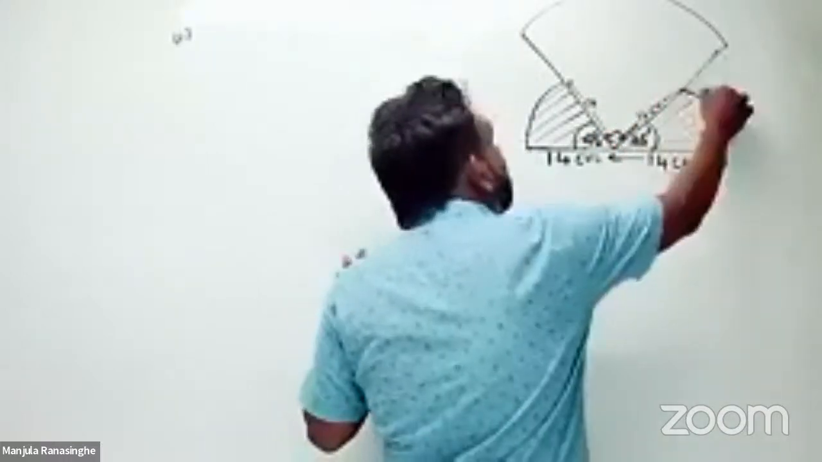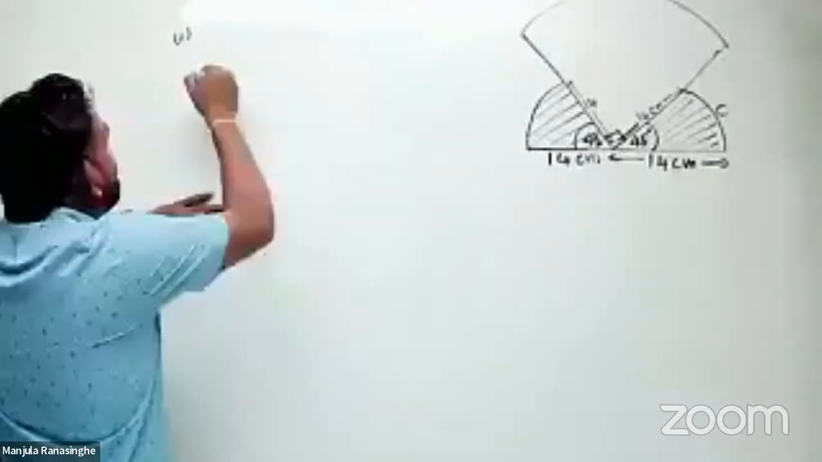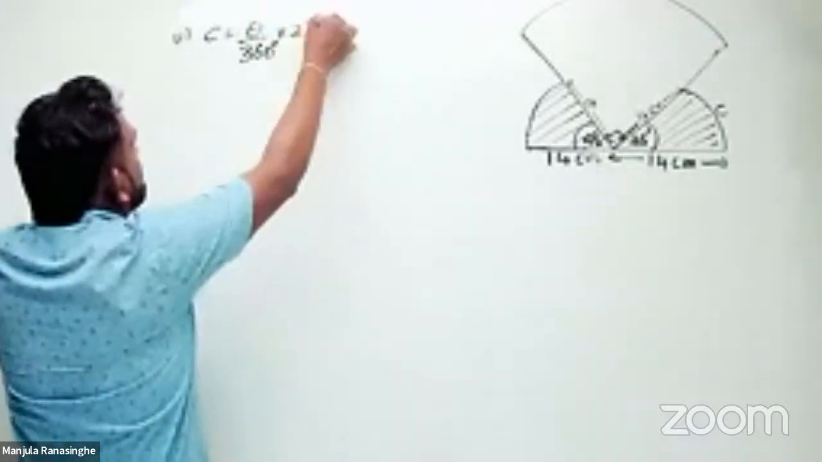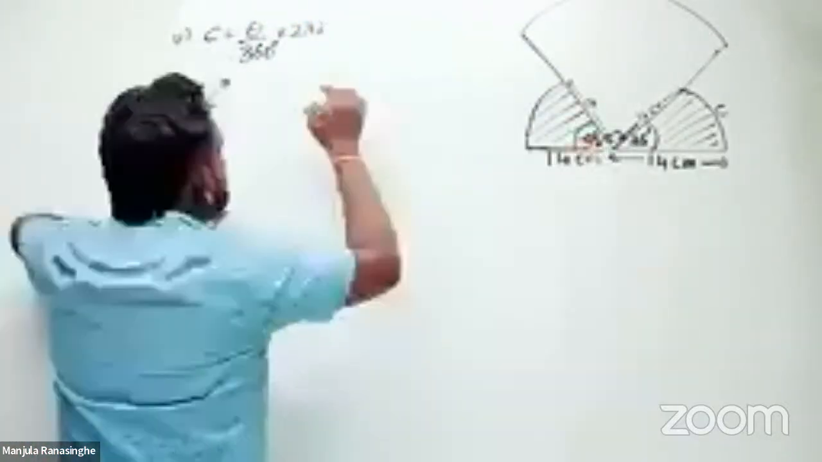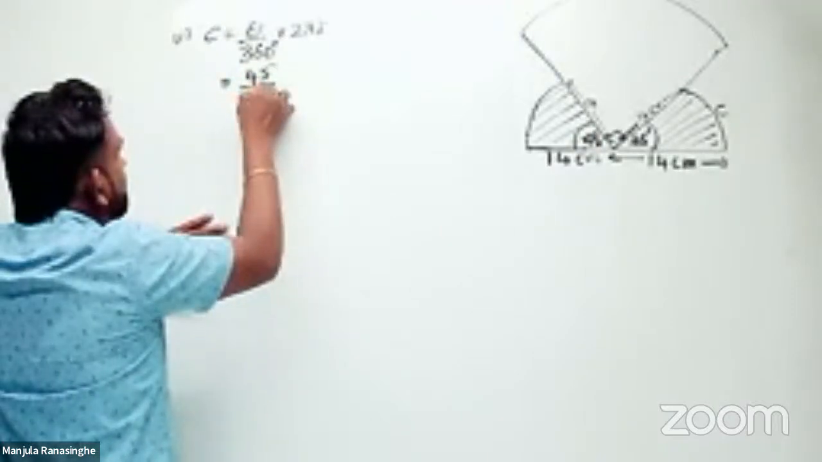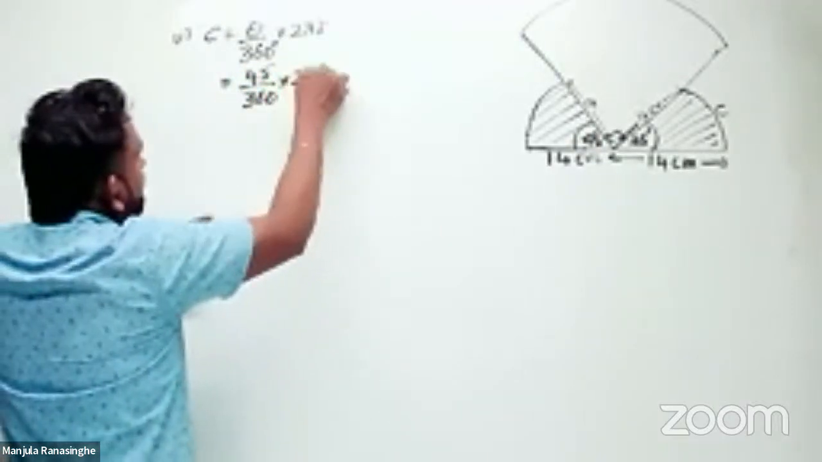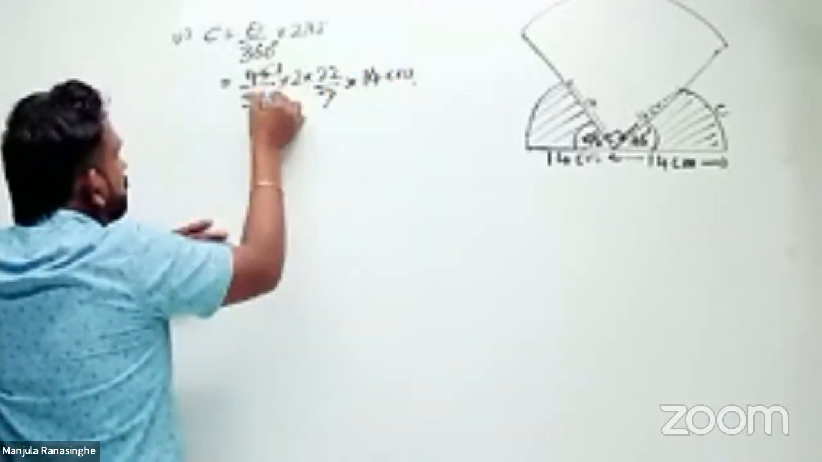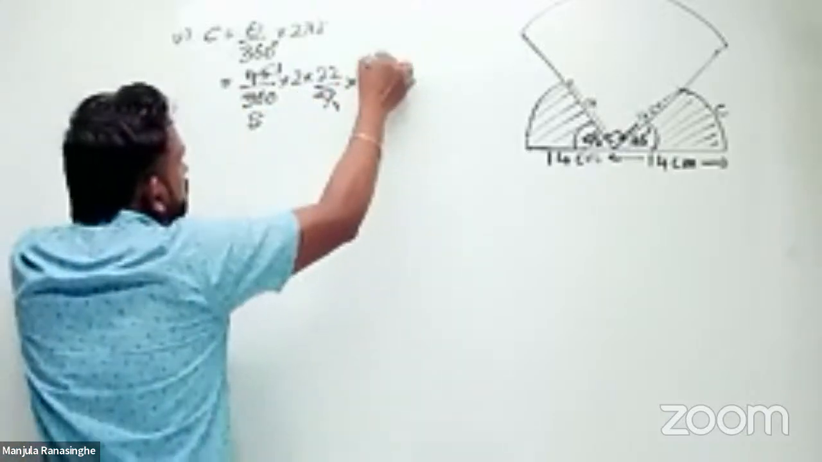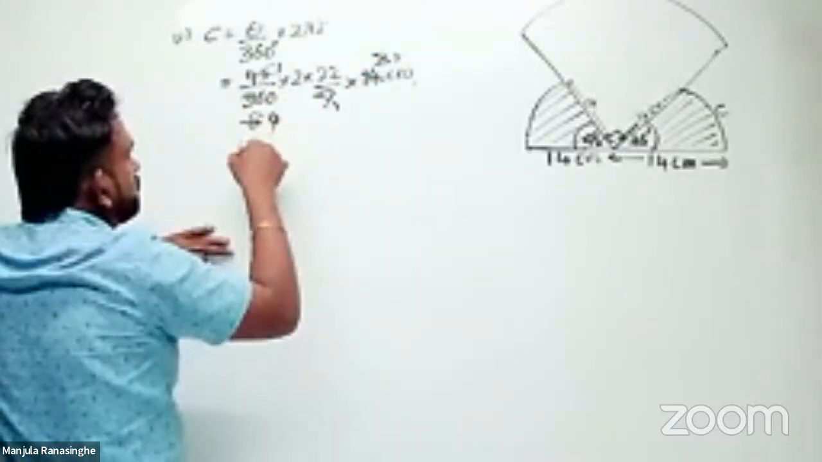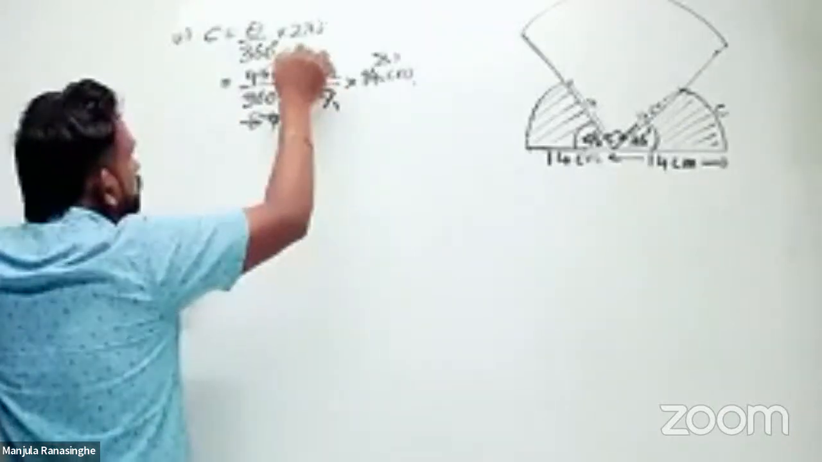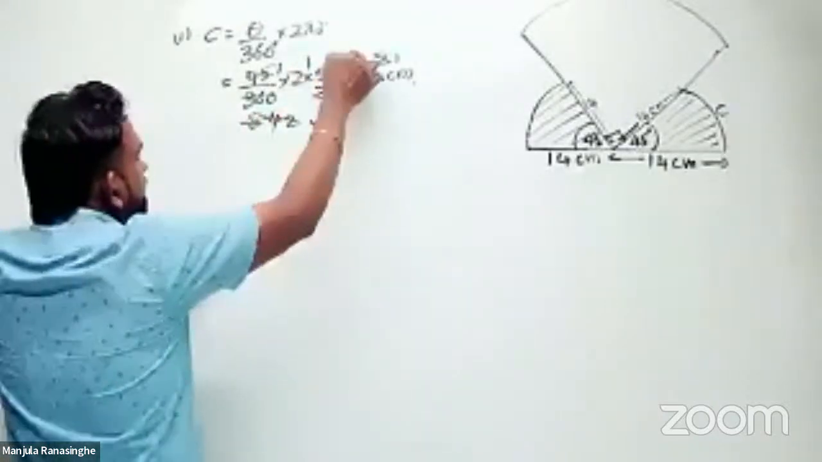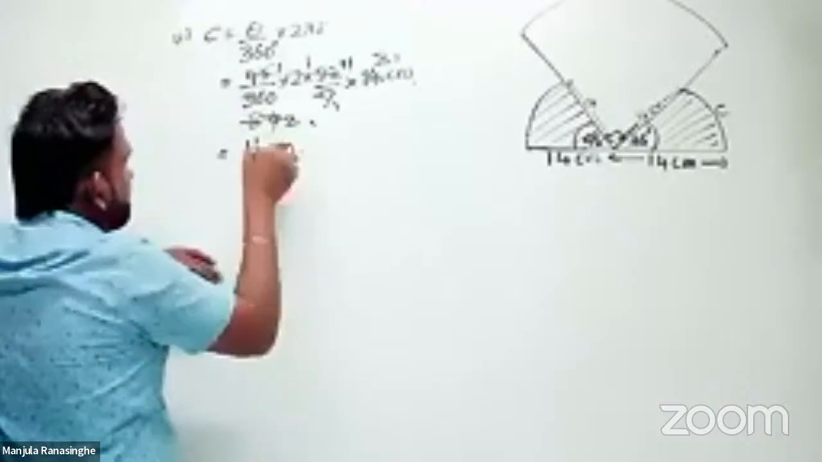You require this arc length. So you find the arc length C equals theta upon 360 into 2 pi r. Theta is 45, so 45 upon 360 into 2 into 22 upon 7 into r, and r is 14 centimeters. Then simplifying, 45 over 360 gives 1 over 8, and 7 into 2 cancels, leaving 11. So 11 centimeters is the arc length.